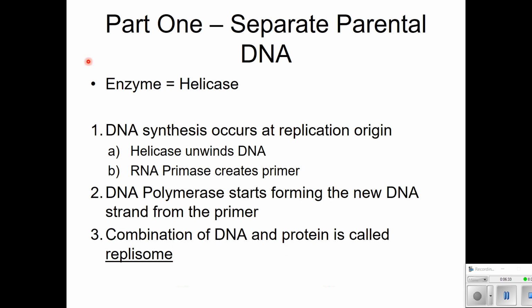All right, now we're going to learn about this process in 3 steps. DNA replication essentially occurs in those 3 steps. The first step is going to be to separate the parent strands. Separating those is going to require an enzyme called helicase. Helicase unwinds and unzips the DNA molecule.